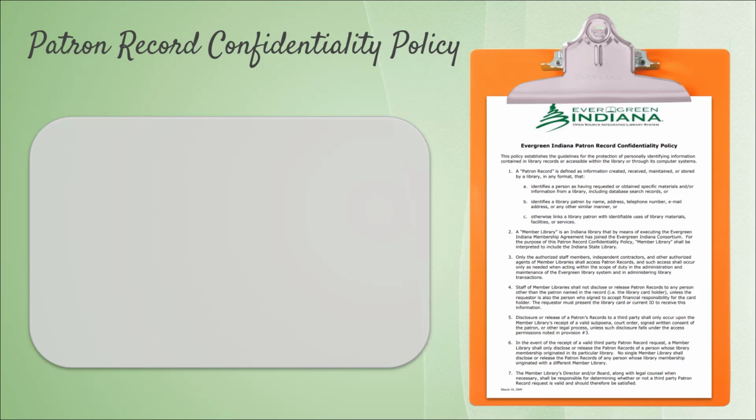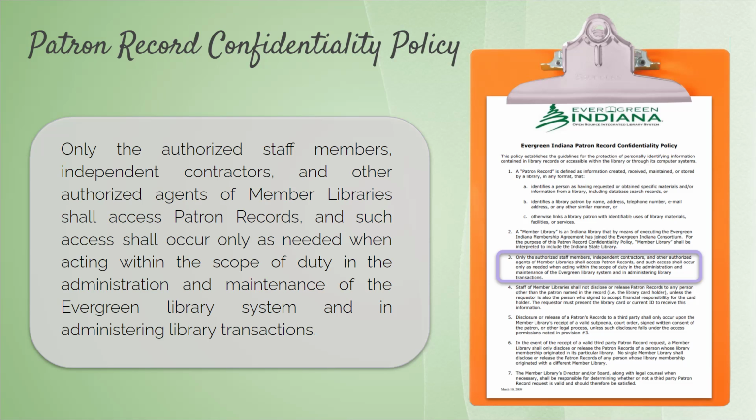It's important that you have a clear understanding of what that means in terms of how you use the Evergreen software and the information it manages. The first two statements in the policy define terms that are used throughout the rest of the document. The third statement in the Patron Record Confidentiality Policy states who can access patron records, and why they can access them. These include authorized staff members, independent contractors, and other authorized agents of member libraries, individuals who need access to do their jobs as it relates to the use of the Evergreen Library System in administering library business.